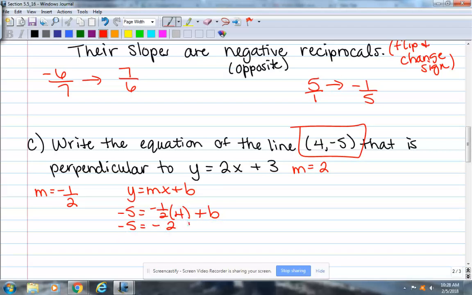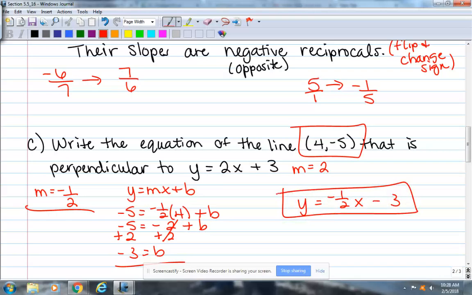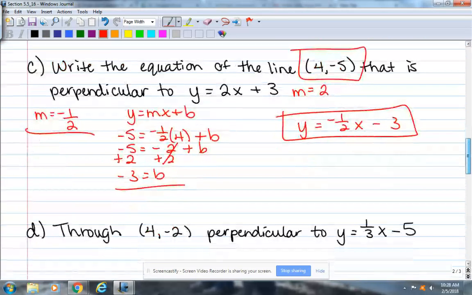So I add 2 to both sides. And what do I get for B? -3. So here's M, here's B. What's my equation? Good. And again, the slopes should be negative reciprocals of each other. Any questions on this one? All right. Next one.